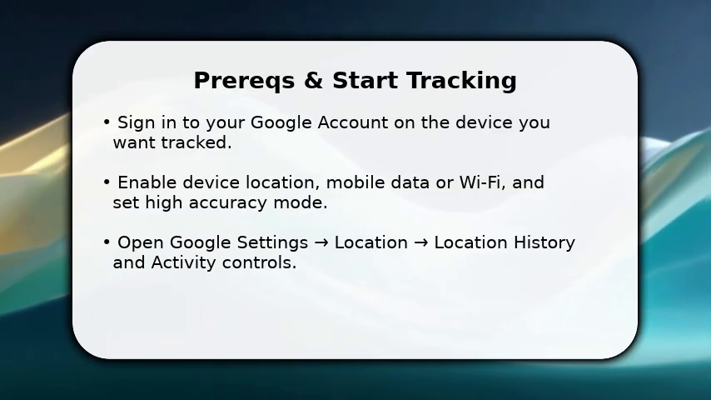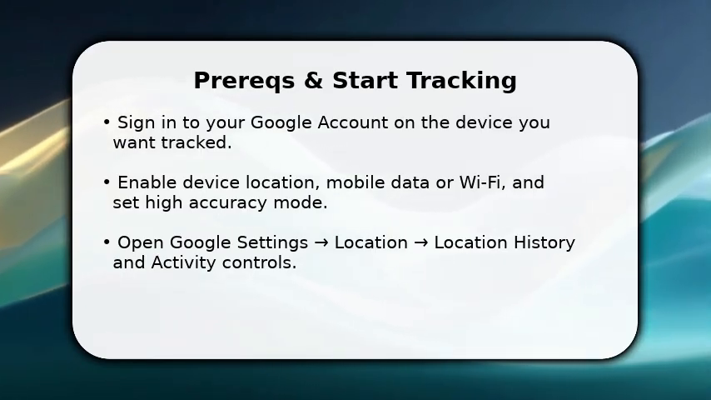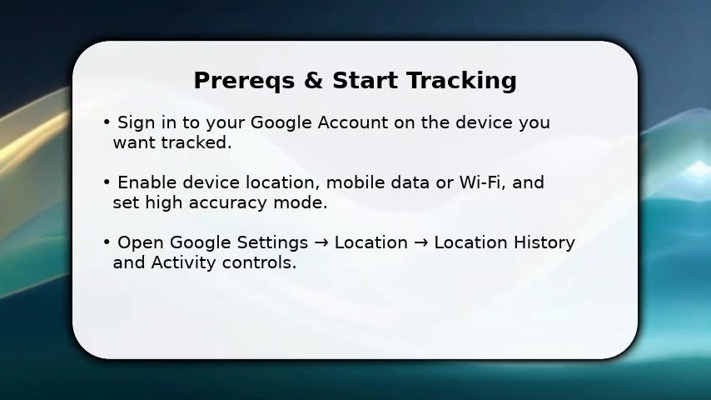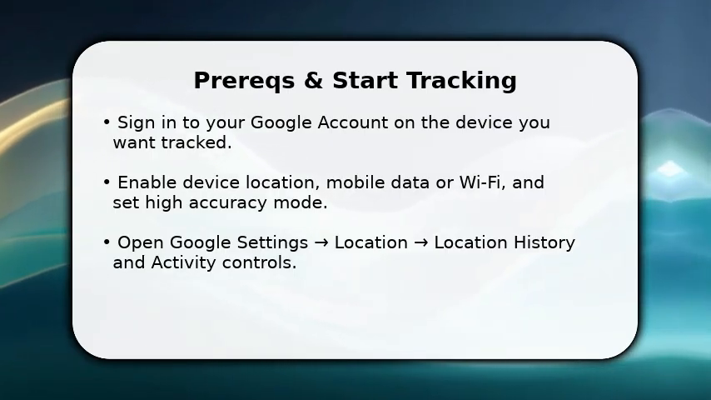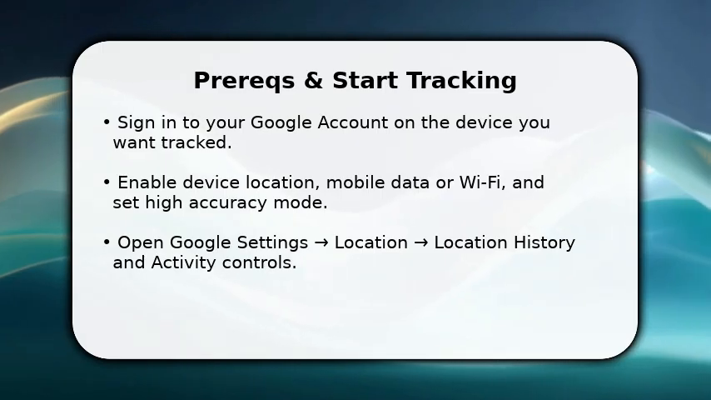You have the essentials ready: a Google account and location enabled. First, open device settings and switch location to high accuracy so your device uses GPS, Wi-Fi, and mobile networks.